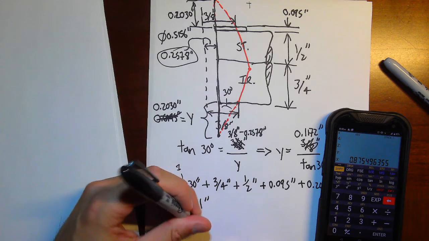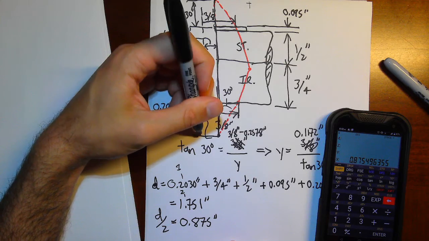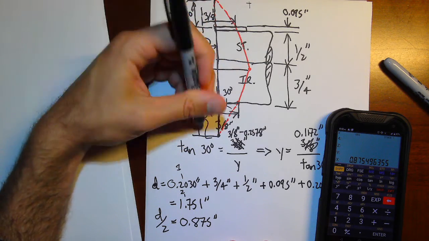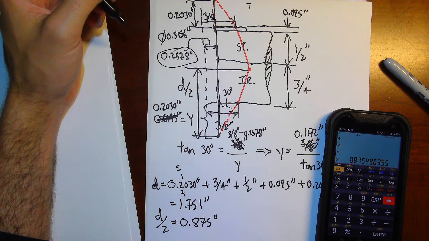is 0.875 inches. So that means 0.875 up from here is where the two stress distributions will intersect.